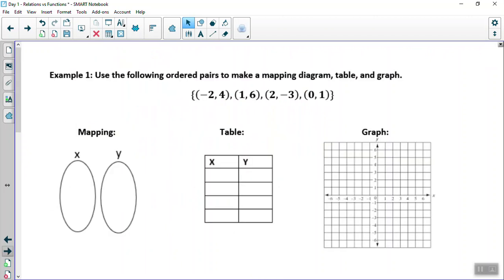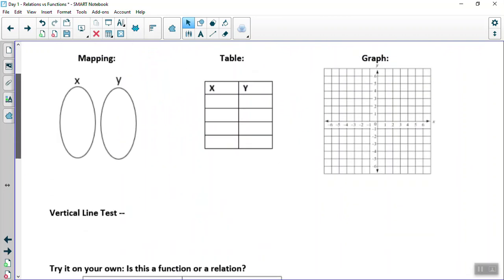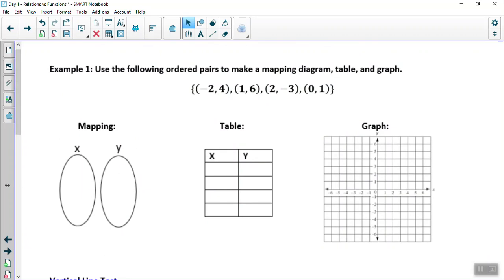Okay, let's go to the next page. Now, I want you to use the following ordered pairs to make a mapping diagram, a table, and a graph. So you're going to make your mapping, a table, and then graph those points. Okay, go ahead, pause your video now.